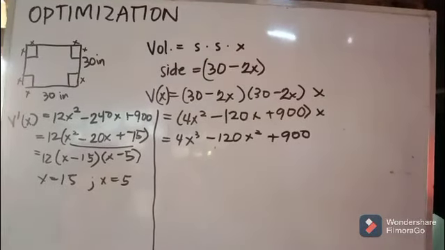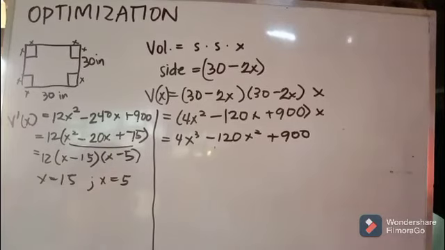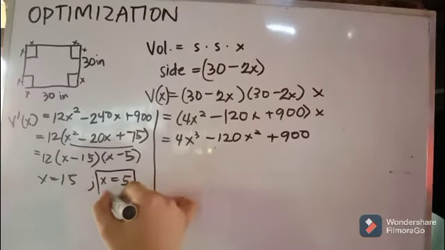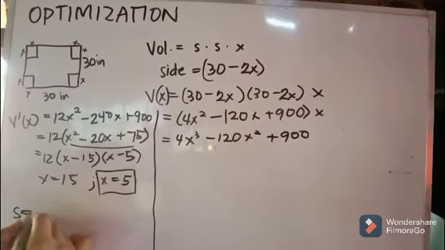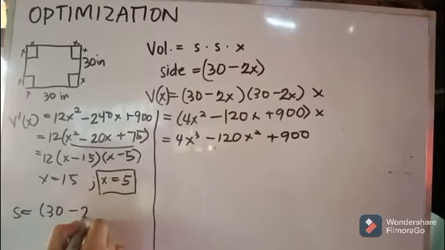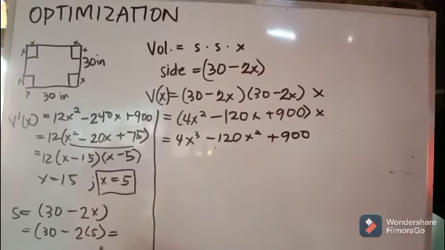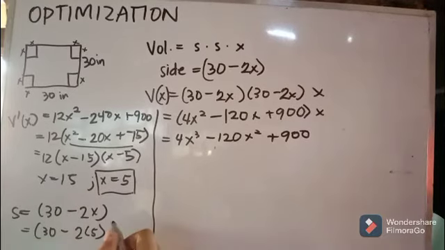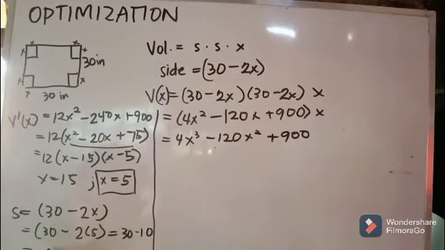If we use x equals 15 in the formula 30 minus 2x, it will turn into 0. So we get the x value of 5. So let's solve for the side. S is equal to 30 minus 2x. It equals 30 minus 2 times 5, which equals 30 minus 10, and the side is equal to 20 inches.